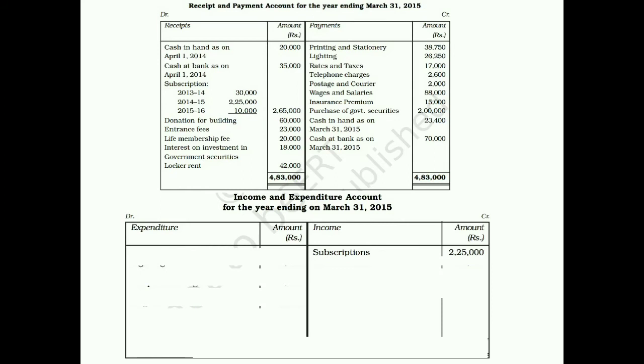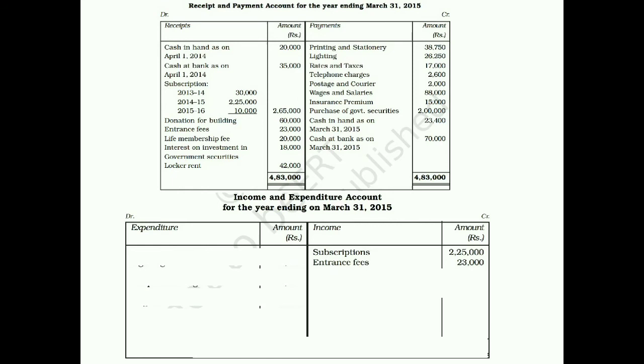So if it is termed as capital receipt, it will not take place in your income and expenditure account. Directly it will take place in your liabilities. Okay, next is entrance fees. Entrance fee is your income. So where will it be? If it is income, definitely it will be on the income side. Correct. After that it is life membership fees. Life membership fees is a one-time payment that the club is going to receive, so it will be there in capital receipts.